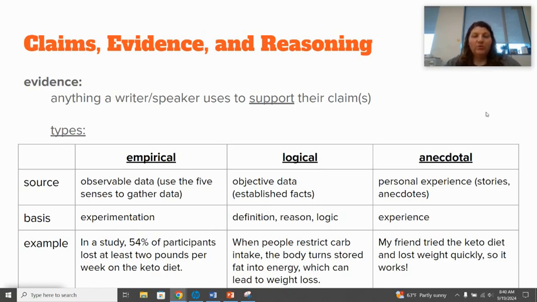Another example is when people restrict carb intake, the body turns stored fat into energy, which can lead to weight loss. They did studies a long time ago, and we could look up those studies, but this is just a generally known fact now. That makes it logical evidence. And anecdotal evidence is from personal experience. So these are stories, or what we call anecdotes, which are short little stories or snippets of a story. The basis for anecdotal evidence is personal experience. And an example is my friend tried the keto diet and lost weight quickly, so it works.